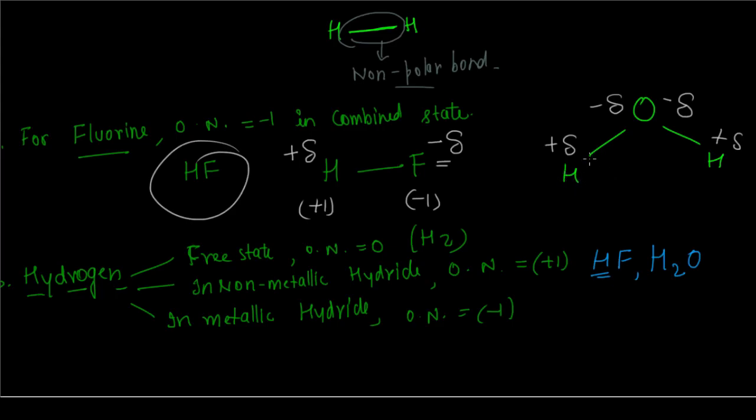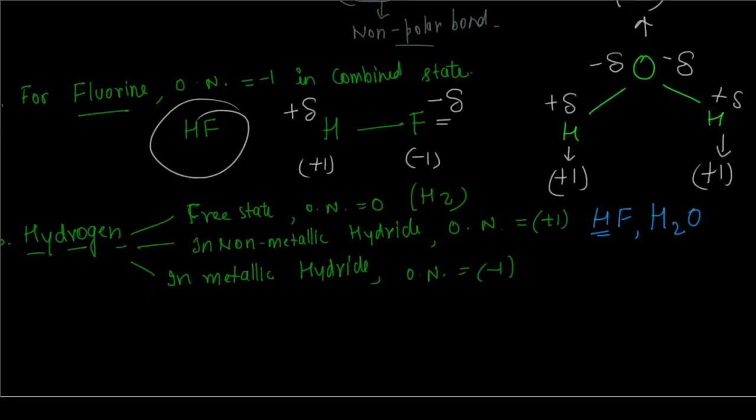So hydrogen gets a partial positive charge of 1 unit per atom, giving an oxidation number of +1. On the other hand, oxygen, which we will discuss just after this, has 2 units of partial negative charge, so the oxidation number of oxygen will be -2. So here you can see how hydrogen gets a +1 oxidation state in a non-metallic hydride.